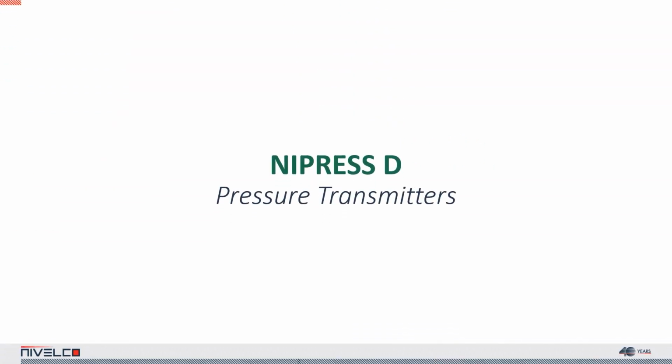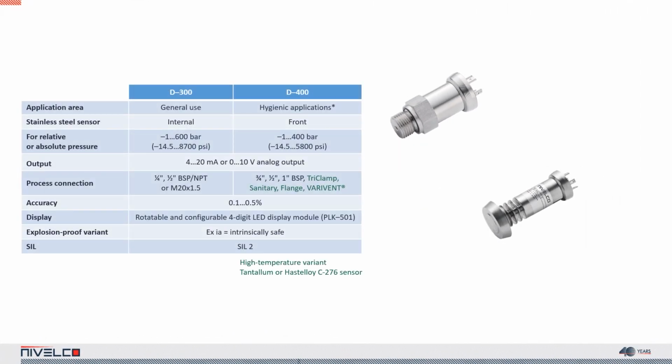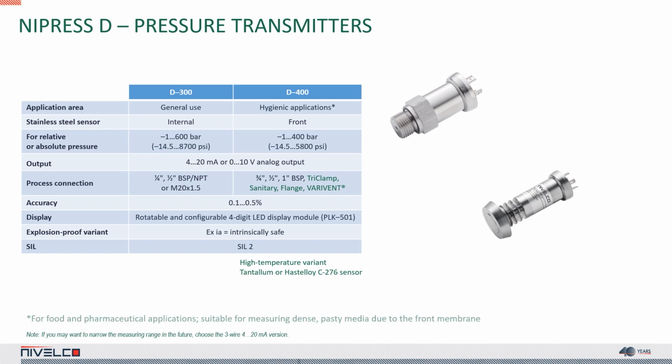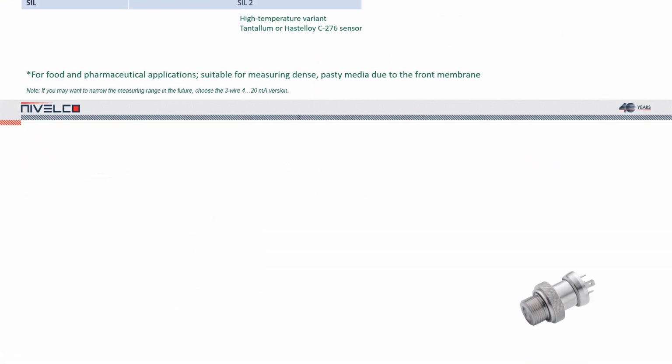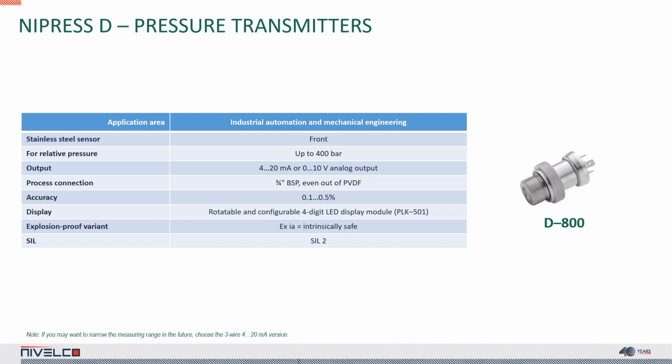And now it's time to discuss NIPRESS pressure transmitters. Our most popular pressure transmitter is the D300. It is a general-use, light-duty type. If you need a front diaphragm, a hygienic connection, or a high-temperature device, go with the D400. The D800 is a hydrostatic level transmitter for level measurement. It can be screwed into the process connection by hand.